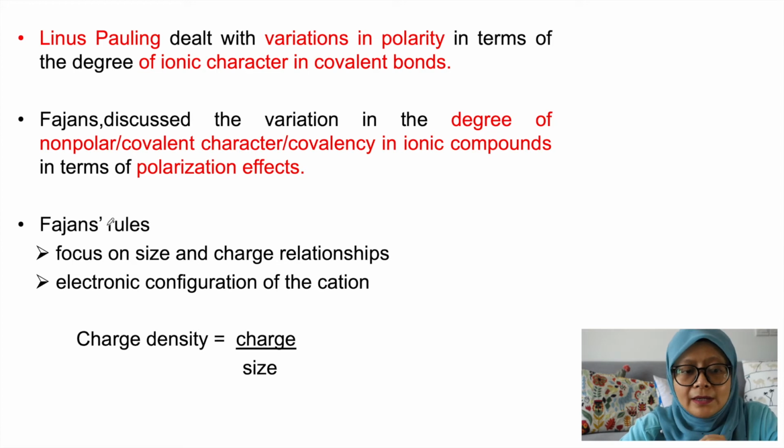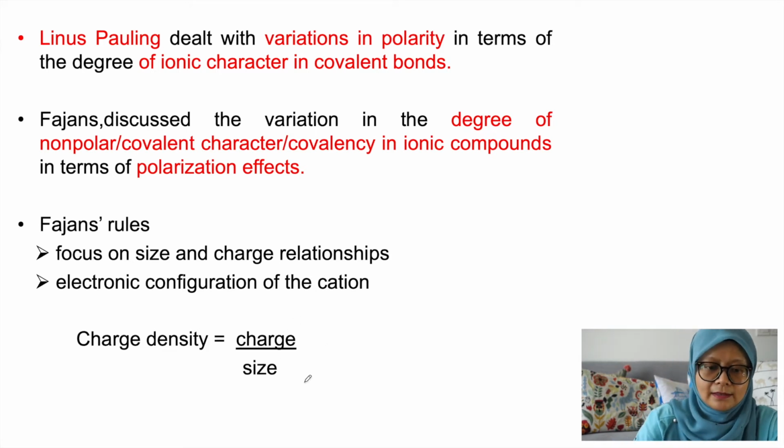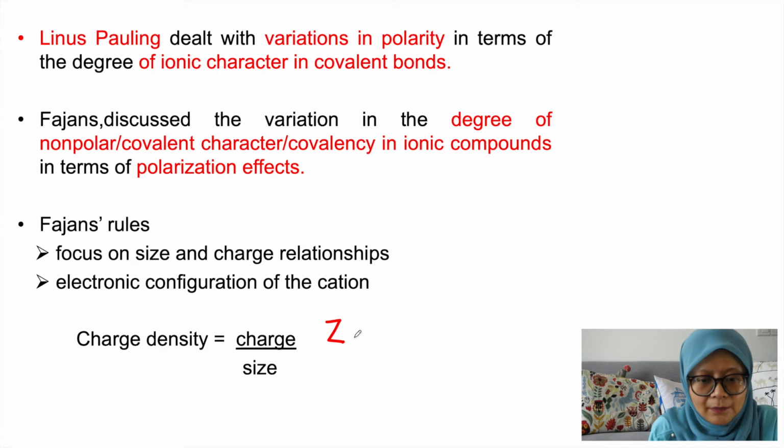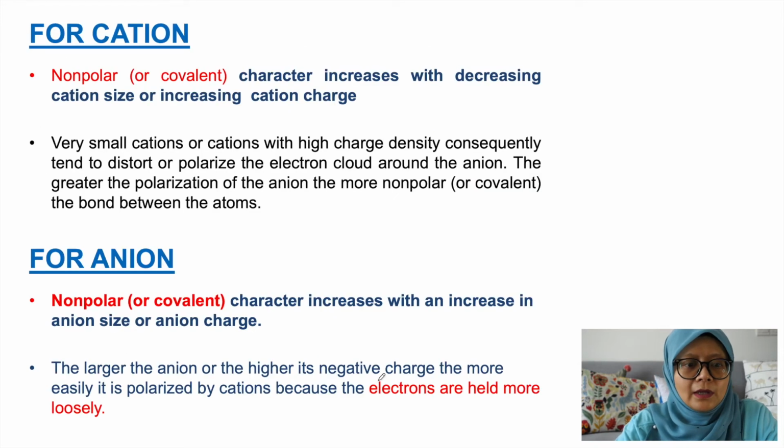Fajan's rules focus on, first, the size and charge relationship, and second, the electronic configuration of the cation. So the charge density is the charge over the size. This is the charge, positive or negative, and also the size, the radius. And for the size, we have two ions here, the cation and the anion.